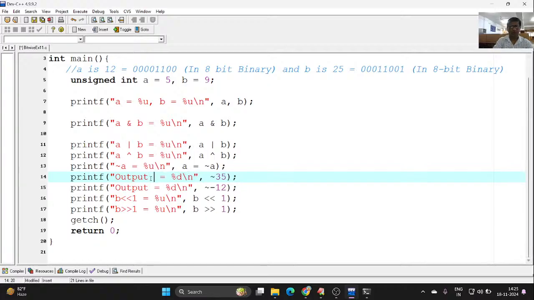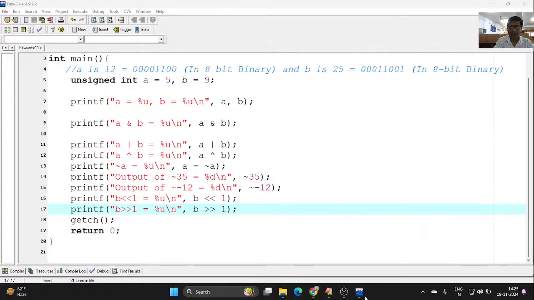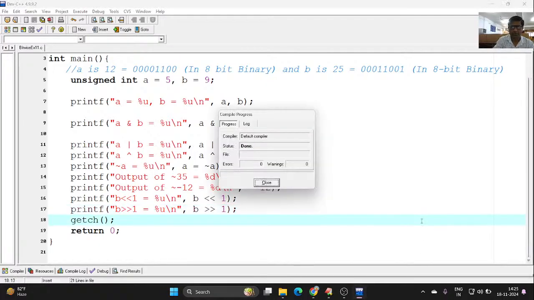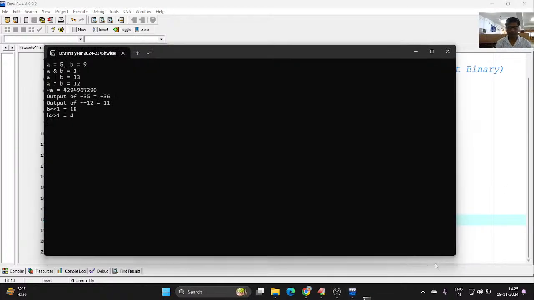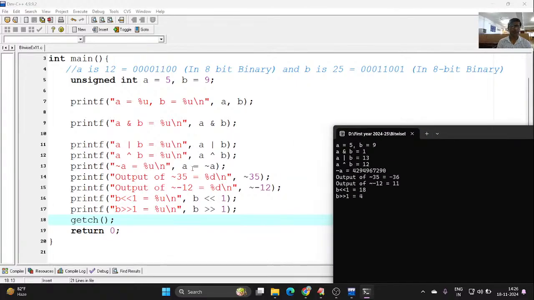Instead of that, let me give the output of complement of 35, and the output of complement of minus 12. Here directly left shift, and here right shift. Fine. Compile done. So guys, the output of complement of 35 is minus 36. The output of complement of minus 12 is plus 11. B left shift 1 means 9 left shift of 1 is 18, and 9 right shift of 1 is 4. Clear, all of you?